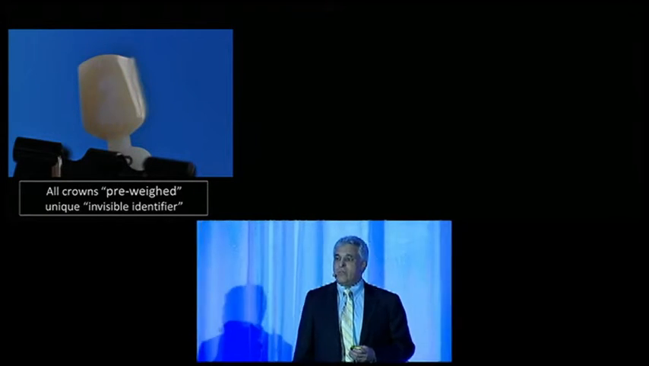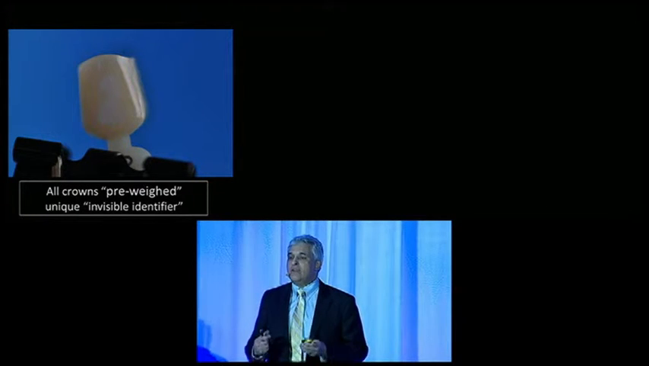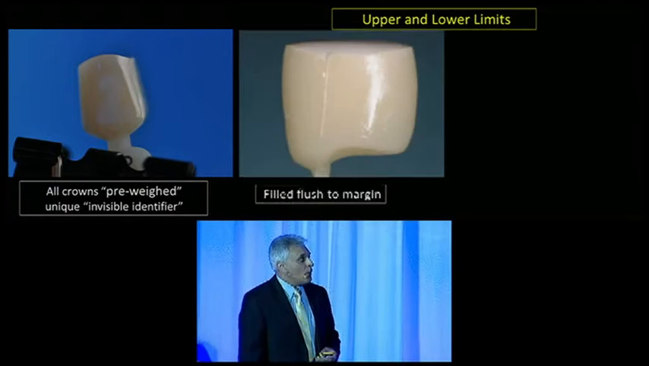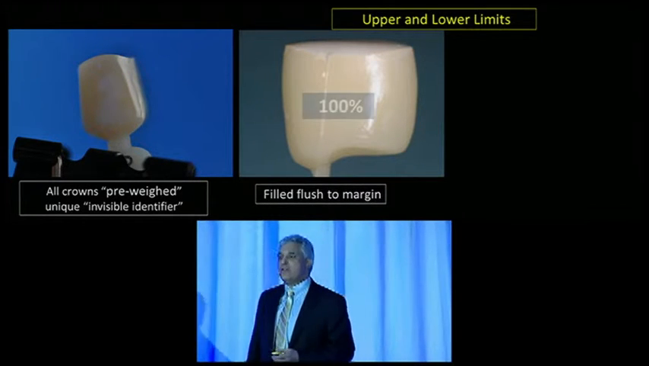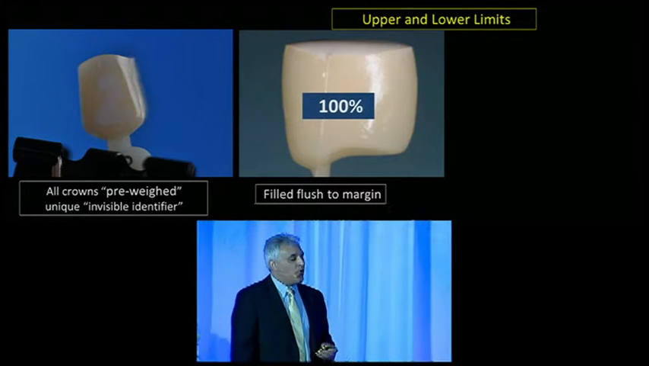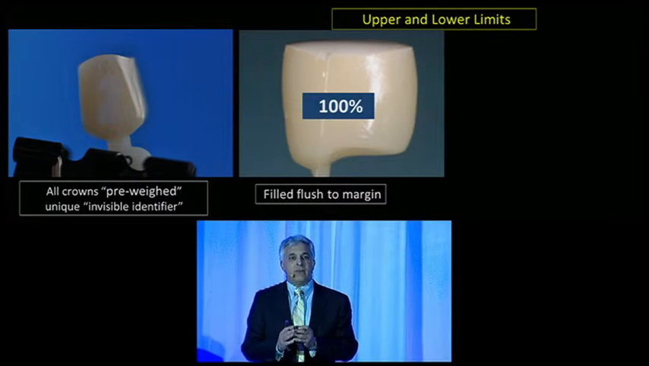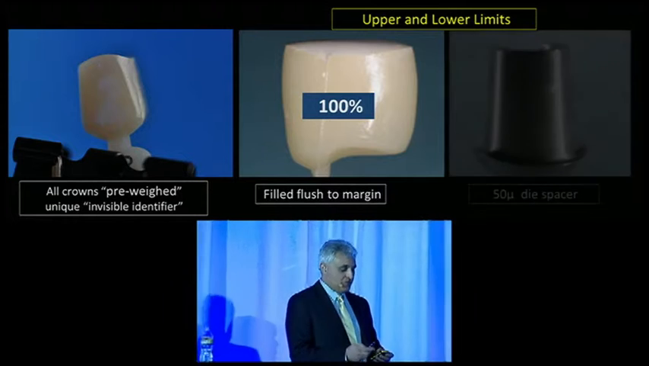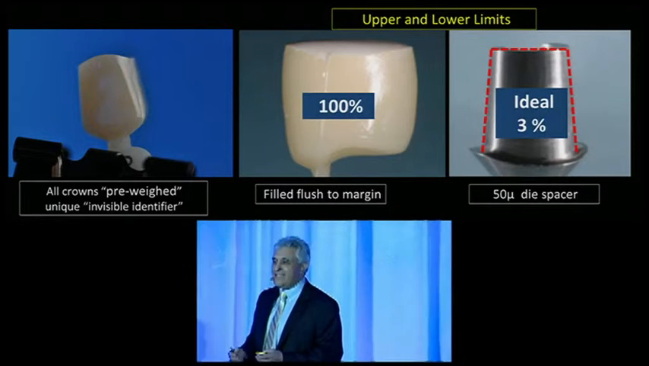What we'd done to every crown before it went in the packet was we pre-weighed it. We put a marker on it so nobody knew what the marker was, because we didn't want dentists to be thinking we were looking at them as individuals. So we weighed it, we marked it. Then we took a series of these crowns, filled them up to the margin with cement, said, let's call this 100%, and weighed it. We then calculated exactly how much cement would be provided either by a manufacturer putting die spacer on the inside of their preformed abutment, or a technician painting die spacer on, which is as thick as nail polish or nail varnish. That came out to 3%. You only need 3% for the ideal fill.